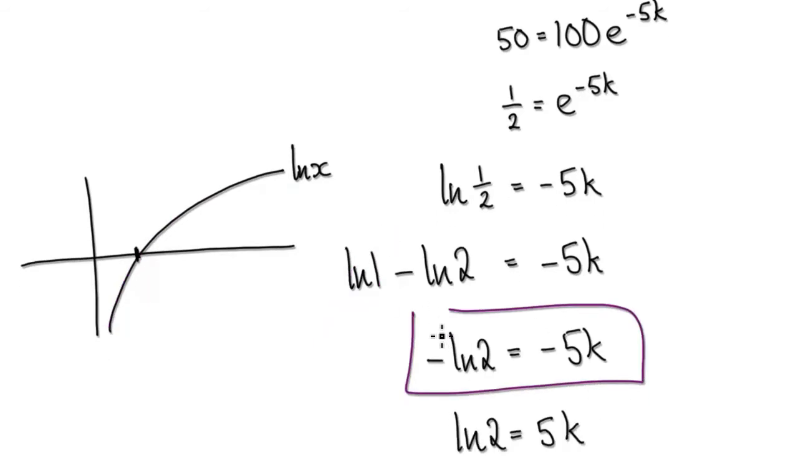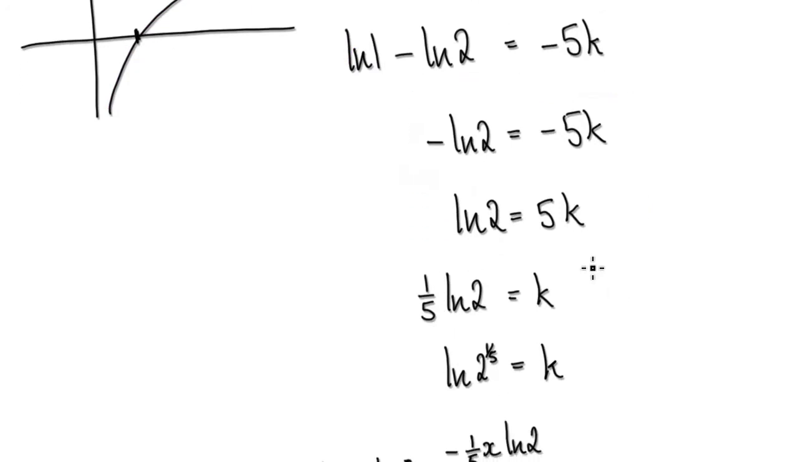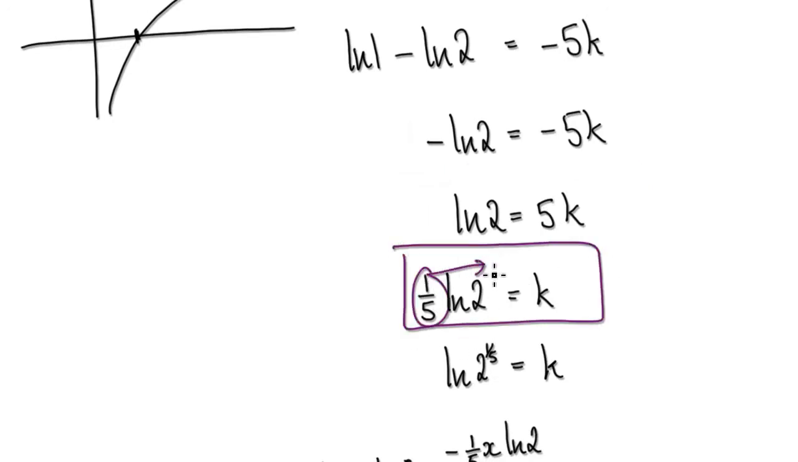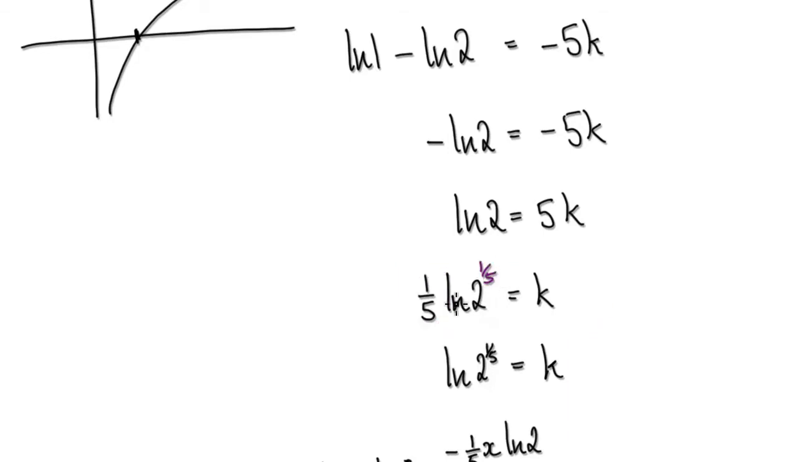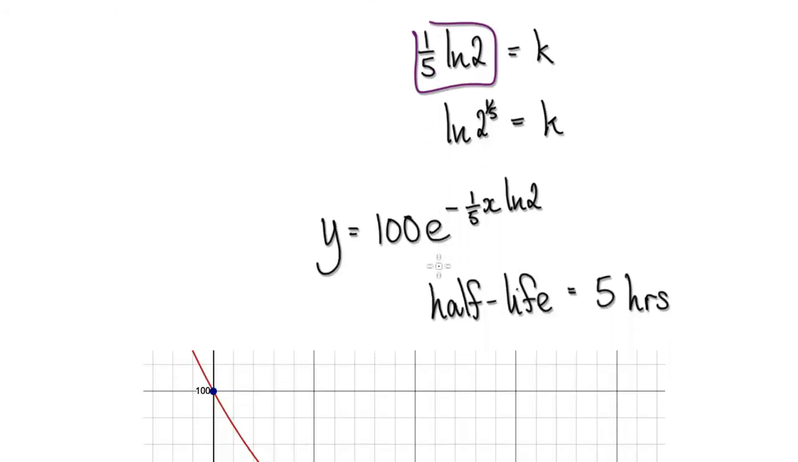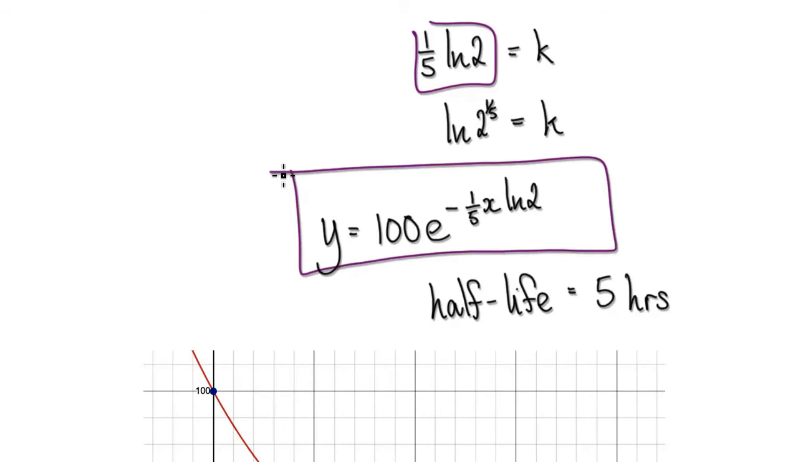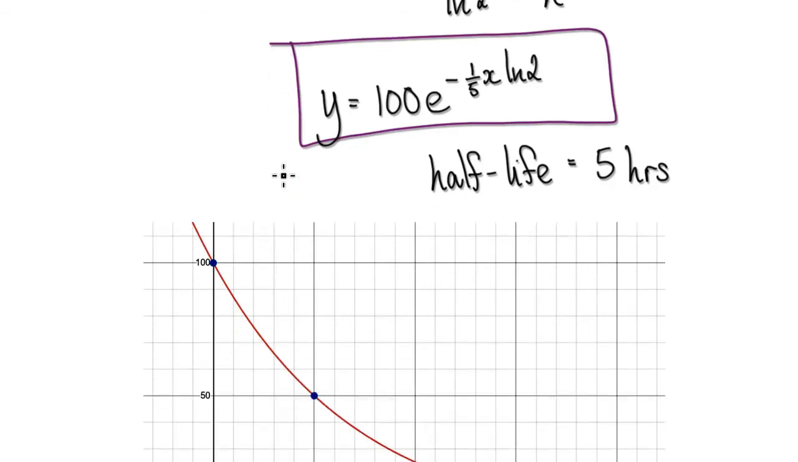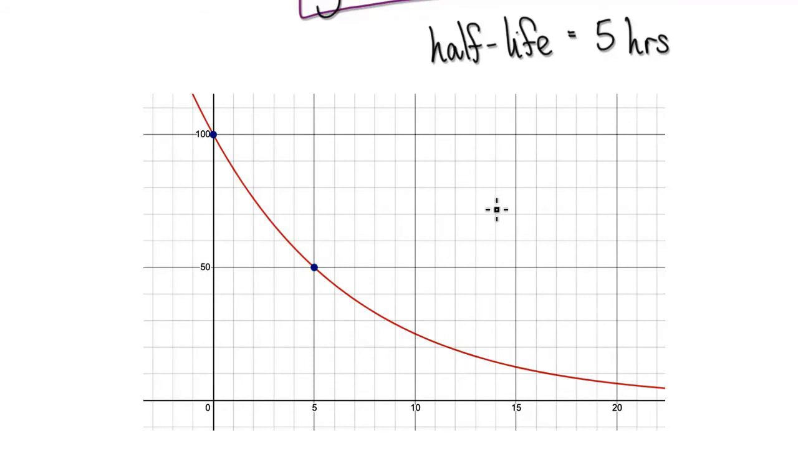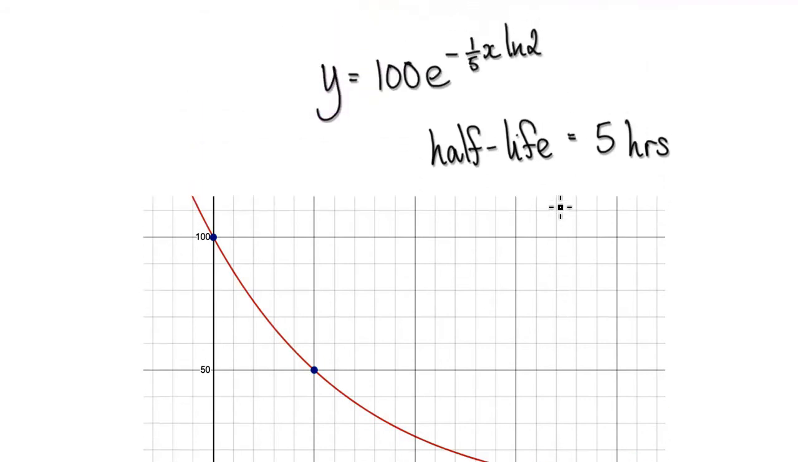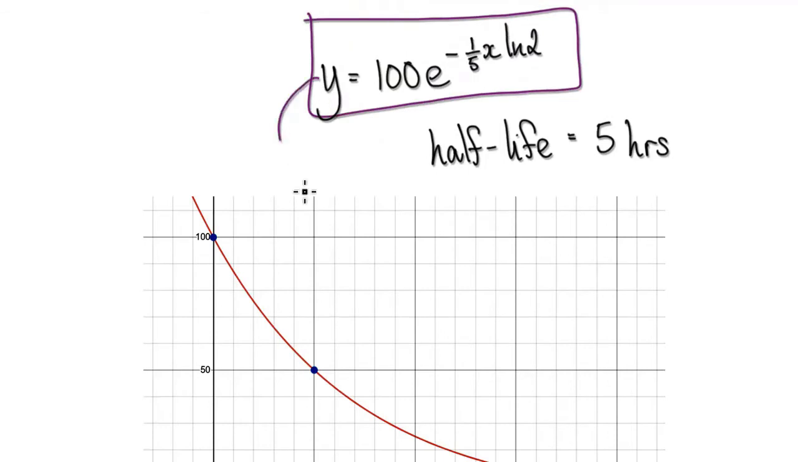Times both sides by -1. That will then give us this. We want k on its own, so divide both sides by 5. That will then give us this. You can, if you want to, push this back up here so it looks like this. That's like the 5th root of 2, if you want to. Well, we're just going to leave it as this. So now if you punch this into decimals, it will then give you this graph.